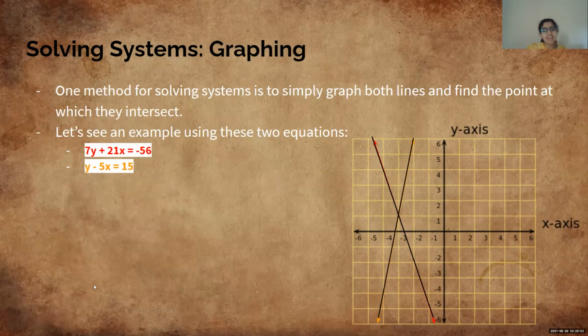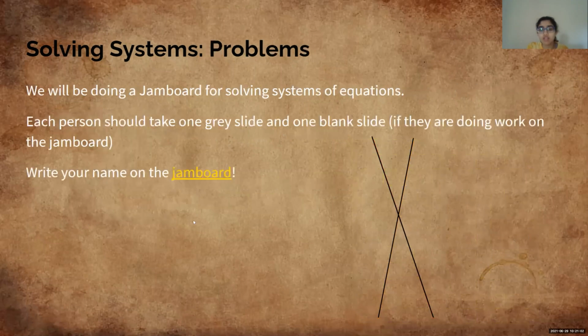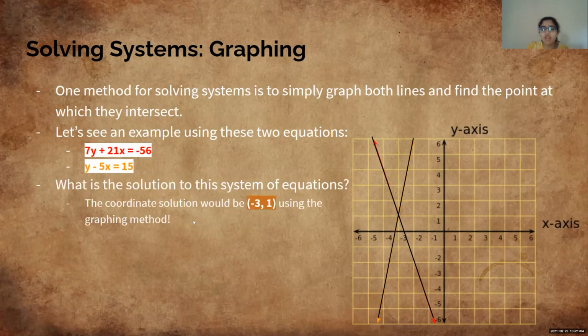Okay, the answer was -3, 1. So you can show it now. Basically, we know that the point of intersection, or the solution to the system of equations, would be right here at this point. So we just have to find the coordinates for this point, and we see that it's -3, which is the x value, and then 1 is the y value. So we get -3, 1.